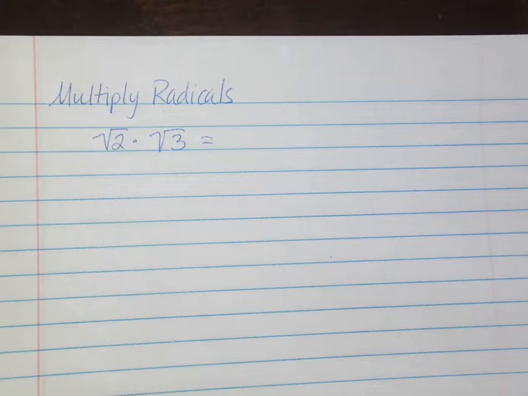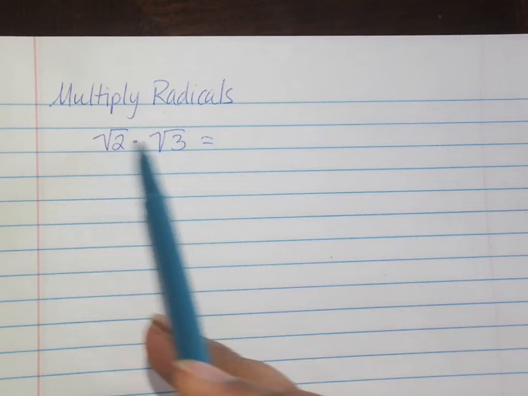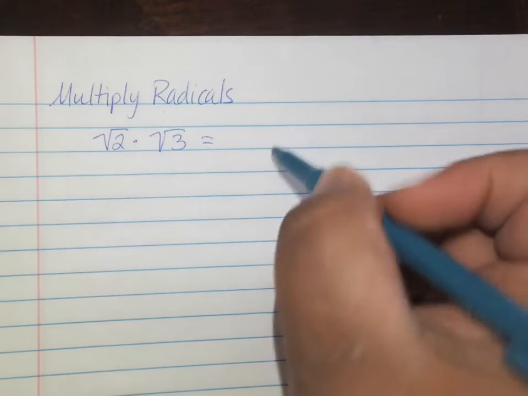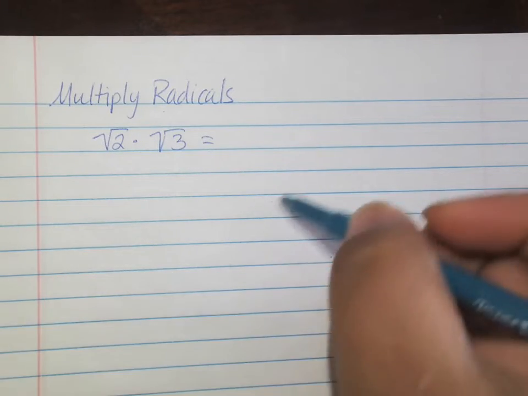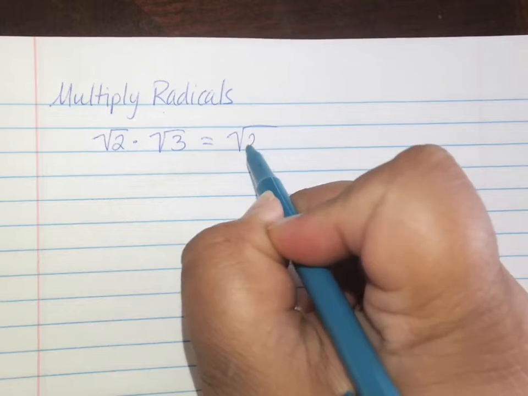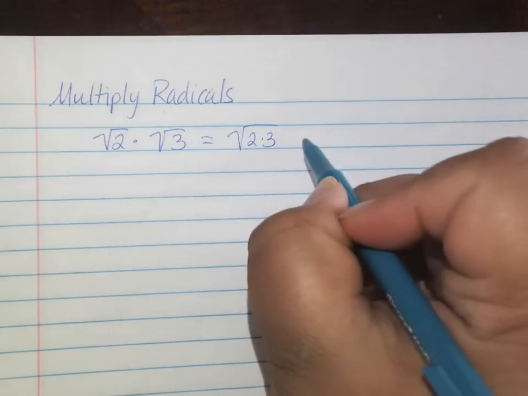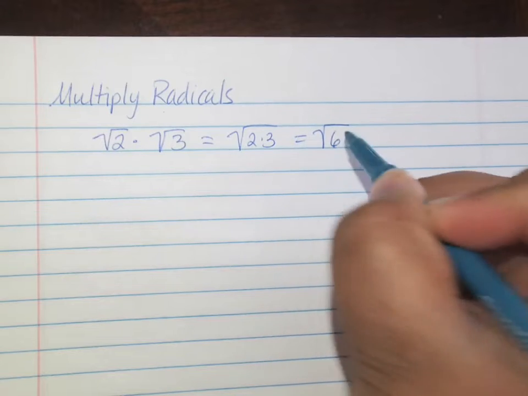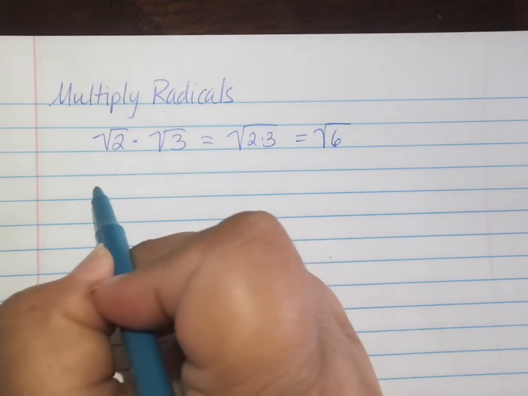Well, when you have two radicals like that, you could put them together if they're the same kind of radical. So these are both square roots, so we could put them together. But if one was a cube root, one was a square root, then you couldn't. So we would have 2 times 3, which is square root of 6. Okay, let me show you another one.